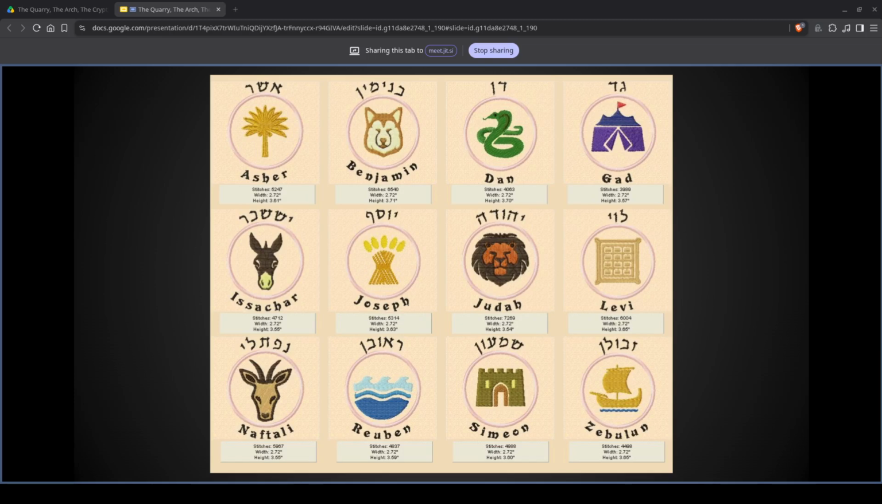Joseph is a fruitful bough, even a fruitful bough by a well, whose branches run over the wall. The archers have sorely grieved him, and shot at him, and hated him, but his bow abode in strength, and the arms of his hands were made strong by the hands of the mighty God of Jacob. From thence is the shepherd, the stone of Israel. And Benjamin shall raven as a wolf: in the morning he shall devour the prey, and at night he shall divide the spoil. This is all right out of the book of Genesis, chapter 49. God is assigning an icon, or an animal, or a symbol to each one of the tribes of Israel.